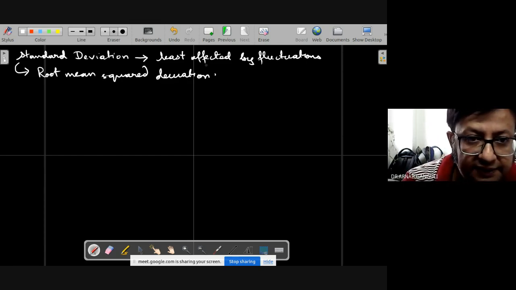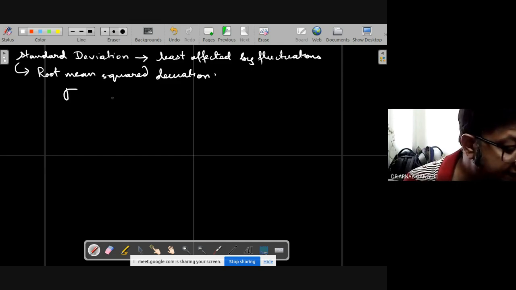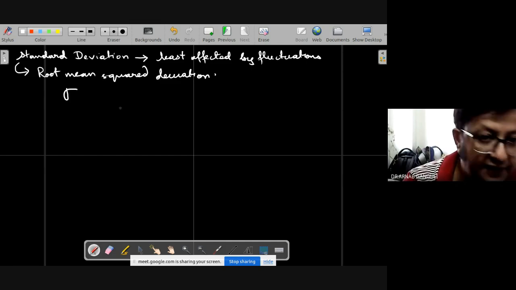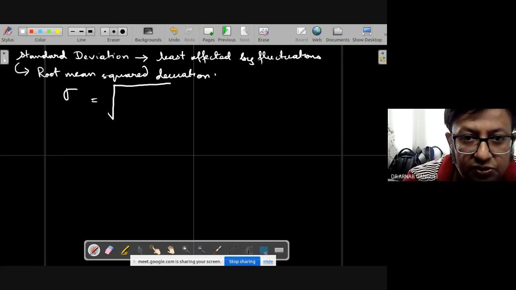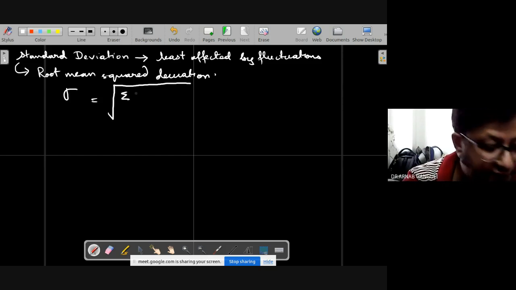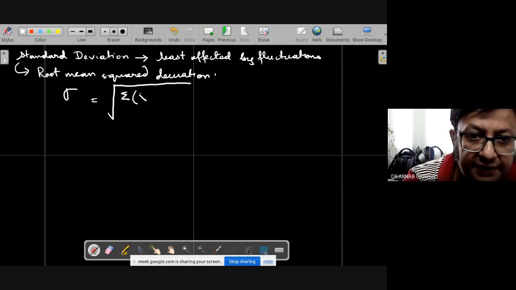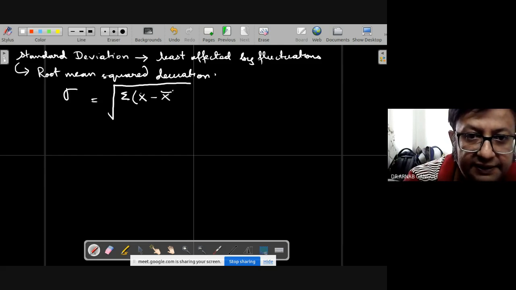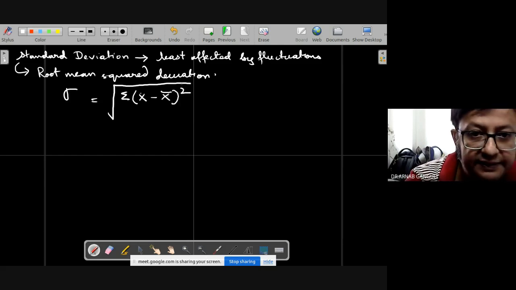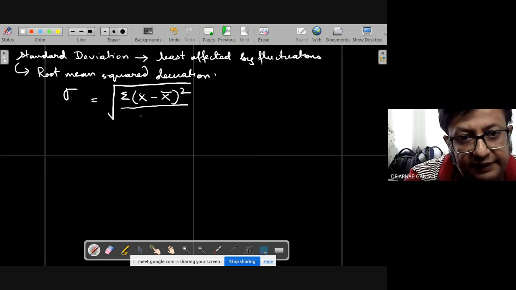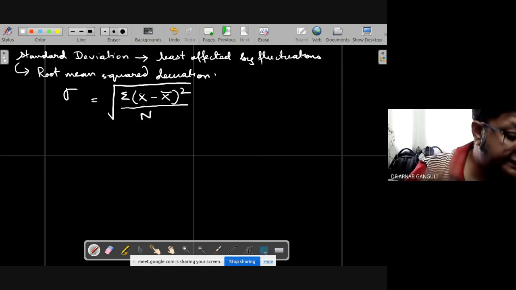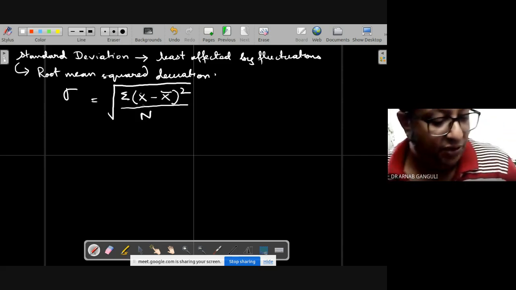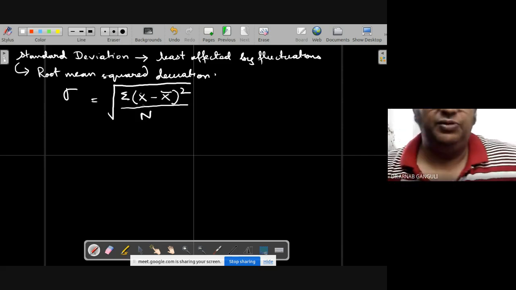This is the value sigma, standard deviation. This is equal to the under root of sigma of x minus bar x whole square divided by n. So this is what you have to calculate. This is the formula.